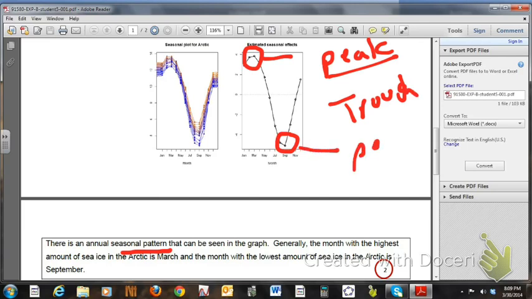The peak, the trough, and this is the peak right here, and identify what they are. If you want to get a little bit further into this, then you can say how far below the expected average it is, and how far above the expected average those peaks and troughs are. And that will get you your achieved.